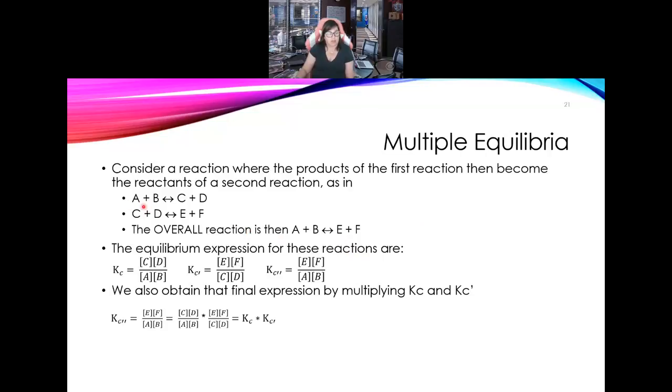I have a process where A plus B gives me C plus D. C plus D then turns around and gives me E plus F. The overall reaction is then A plus B going to E plus F, right?